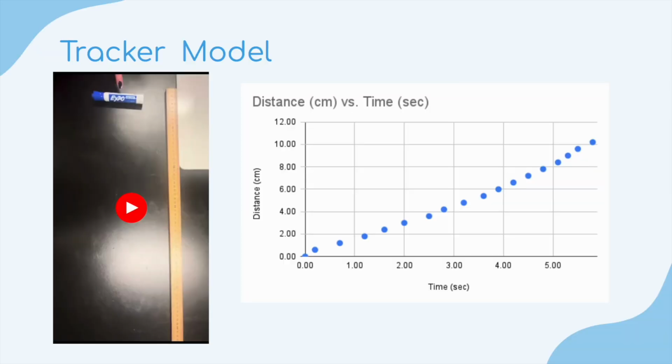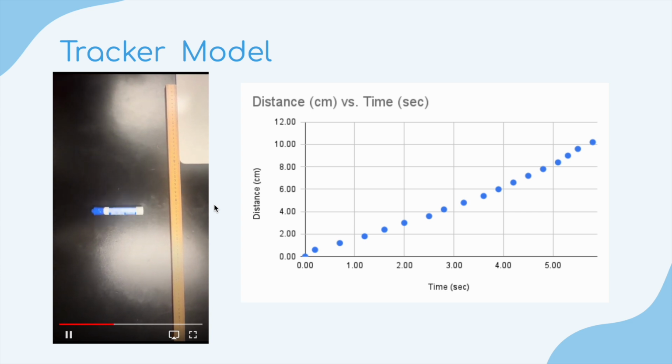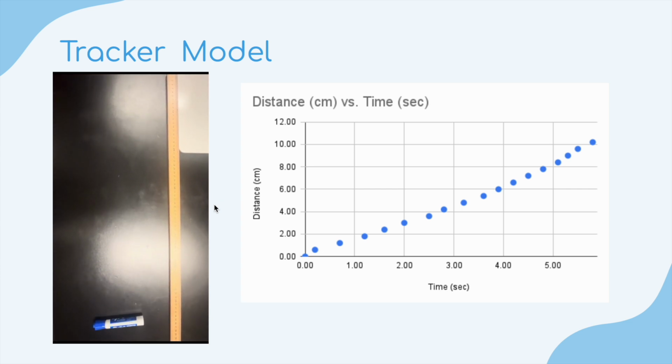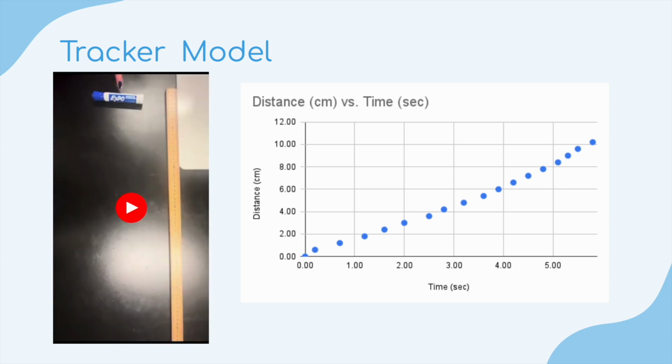The tracker model below tracked the experiment that we did. Here's the experiment: you can see my finger moving it initially, and then the expo marker goes at a constant speed after that, which is why the graph is linear. That's why it shows linear, and we see that it's in a constant velocity after that.